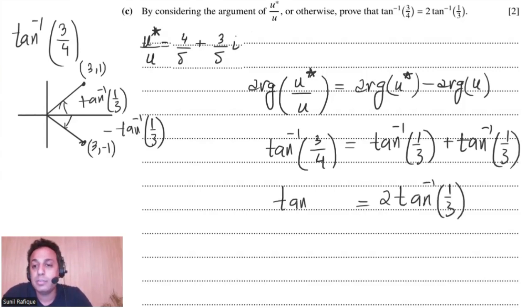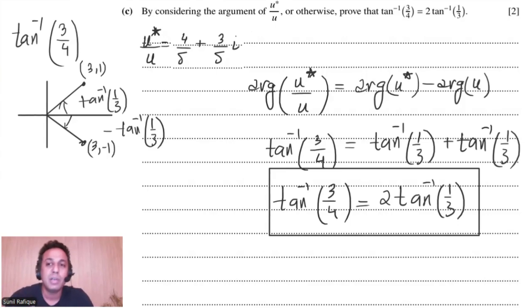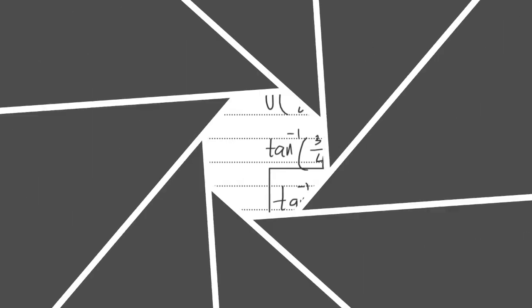And that is the result that I was trying to prove, right? So remember what I just told you. Magical properties, arguments, they sort of work like logarithms.